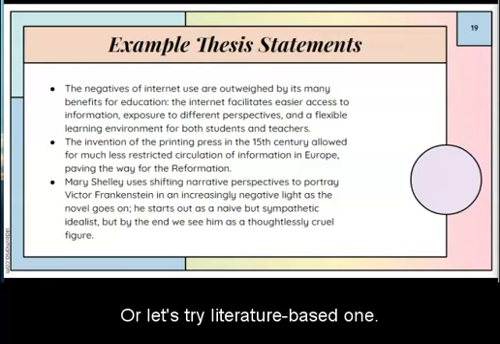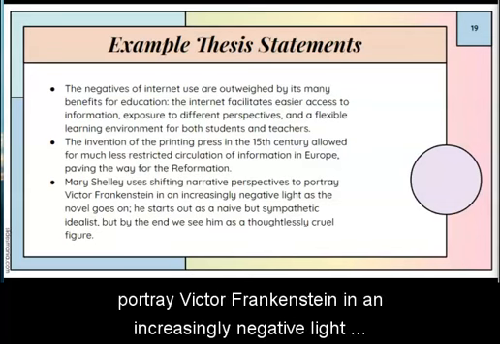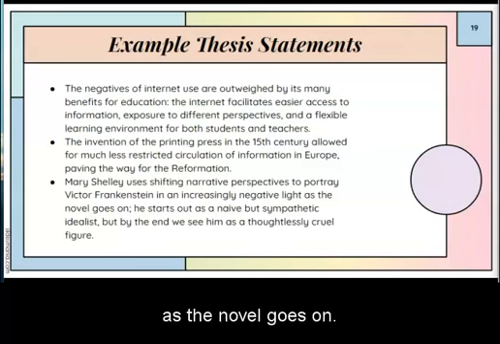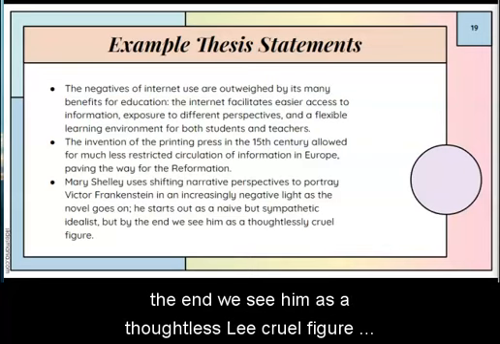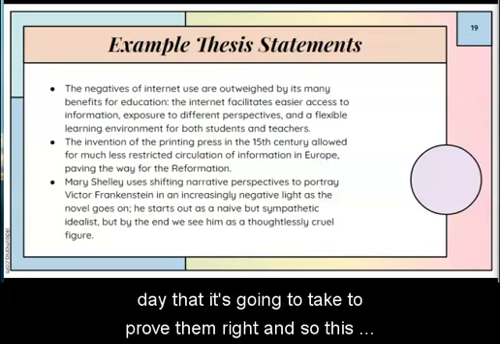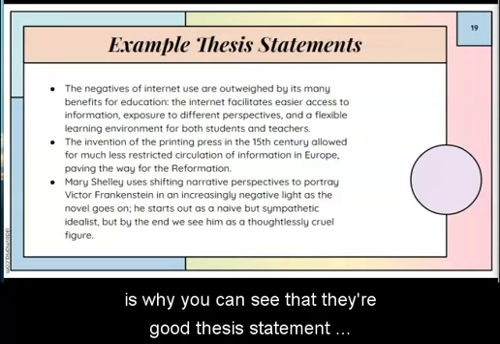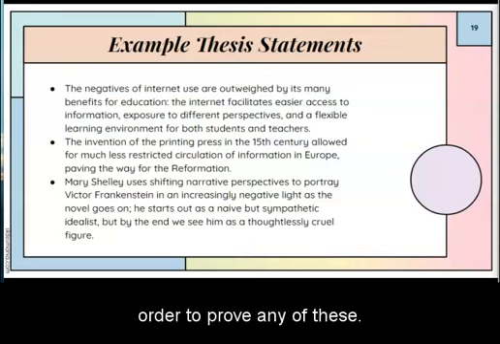Or let's try a literature-based one. Mary Shelley uses shifting narrative perspectives to portray Victor Frankenstein in an increasingly negative light as the novel goes on. He starts out as a naive but sympathetic idealist, but by the end, we see him as a thoughtlessly cruel figure. Okay, so what you can see in any of these examples is the depth that it's going to take to prove them. And so this is why you can see that they're good thesis statements, because there's much that's going to need to be written in order to prove any of these things.